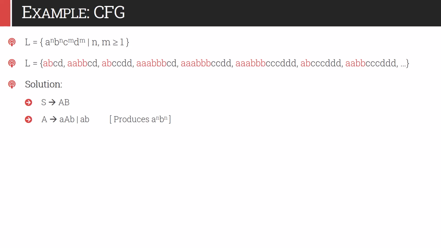So that we can do using A, capital A, B or AB. And similarly using capital B, we will produce the other half, that is C power m, D power m. So C capital B, D or C, D. So that will ensure C power m, D power m.